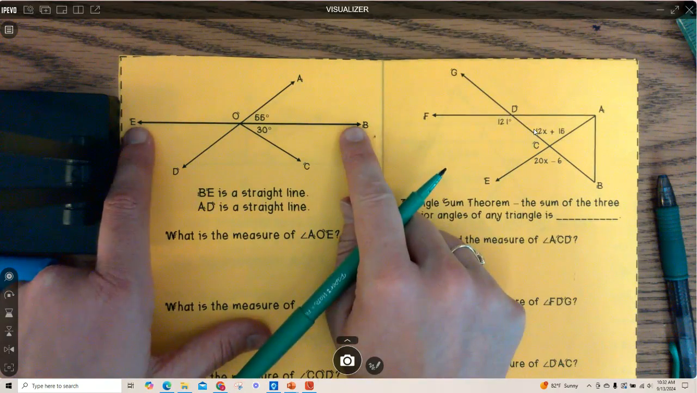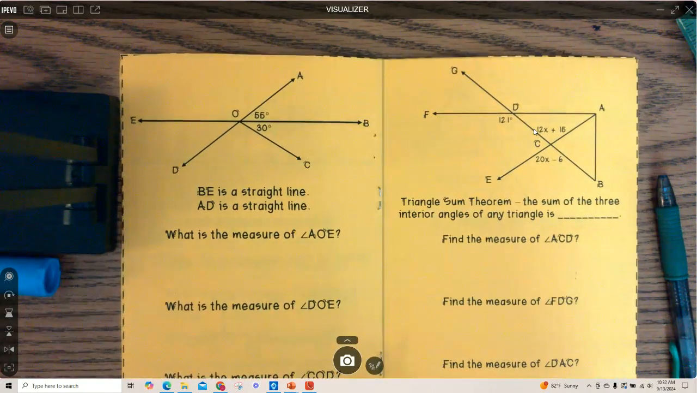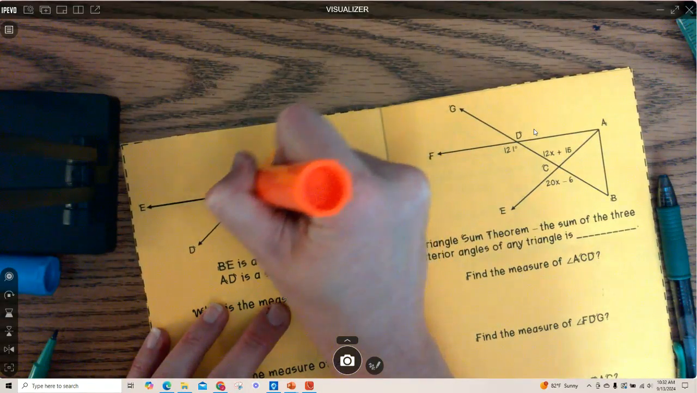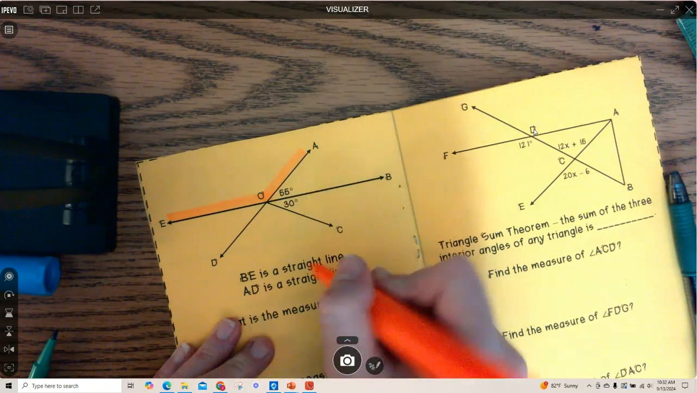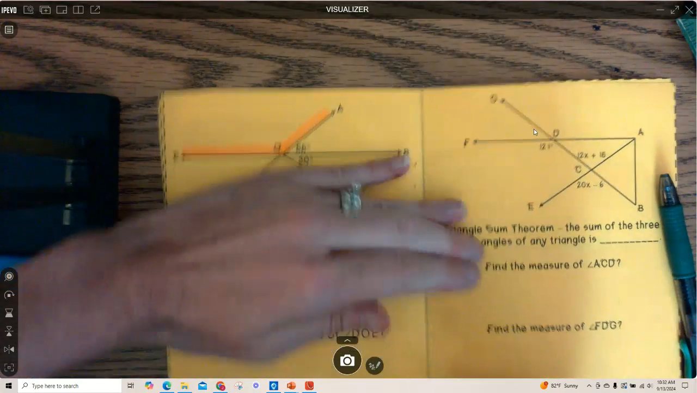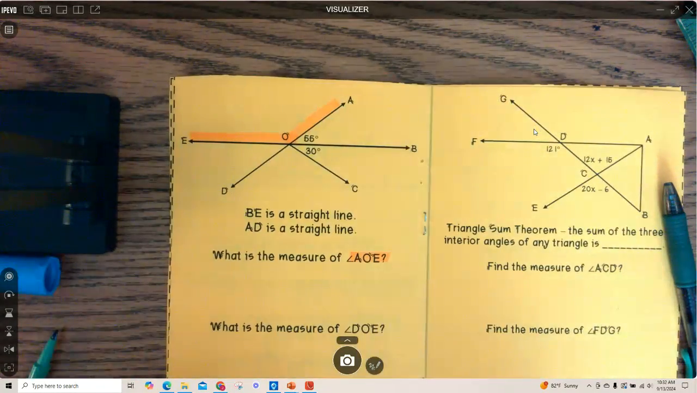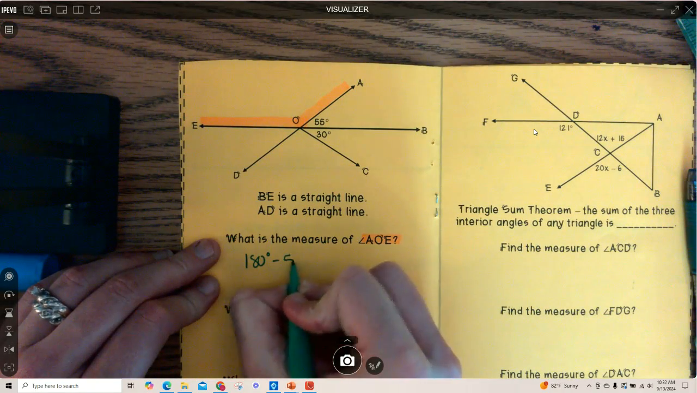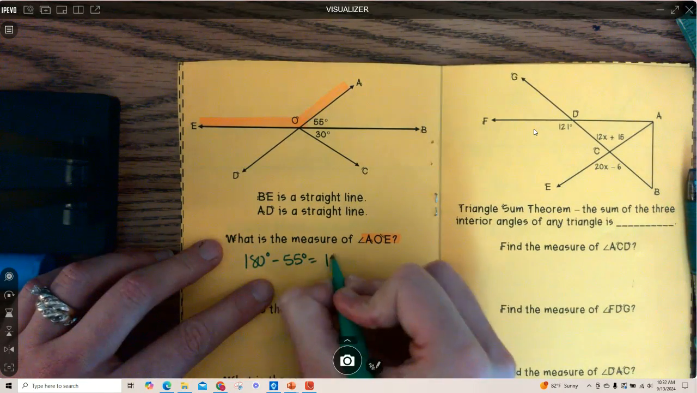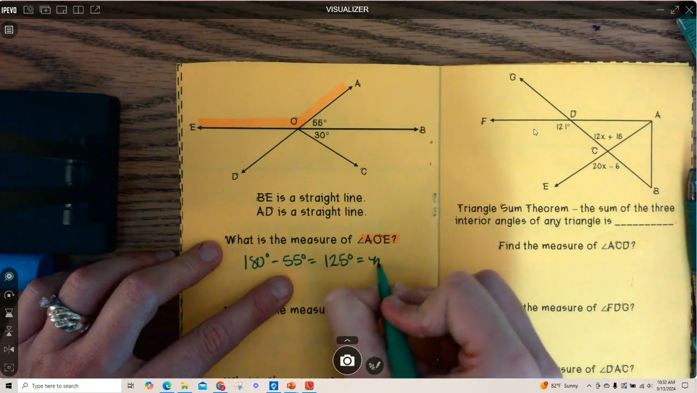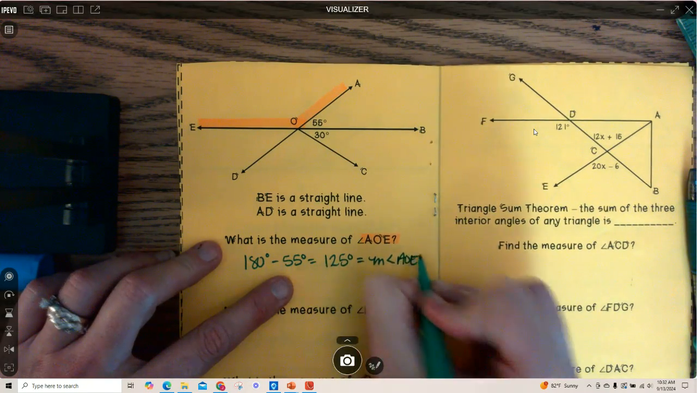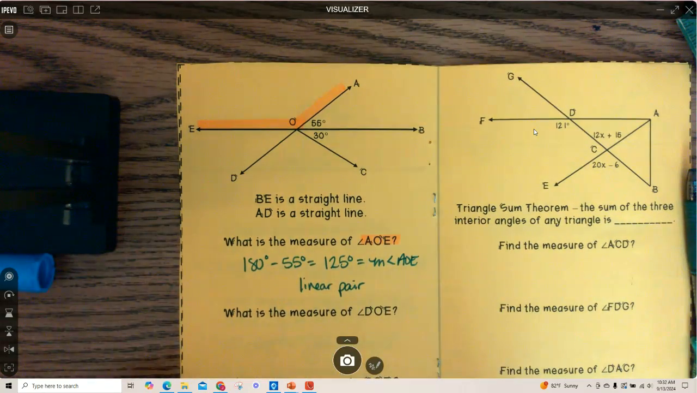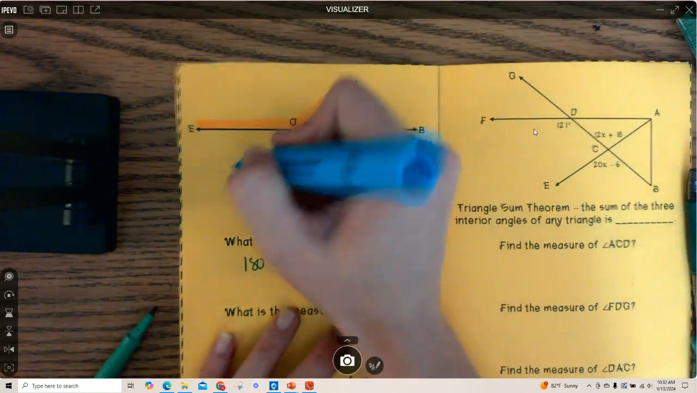Okay. BE is a straight line. AD is a straight line. So what's the measure of AOE? That would be this one. Okay, so we've got a linear pair here. So I could do 180 minus 55, and that would give me 125 degrees, and that would be the measure of angle AOE, because we have a linear pair there. So what's the measure of DOE?